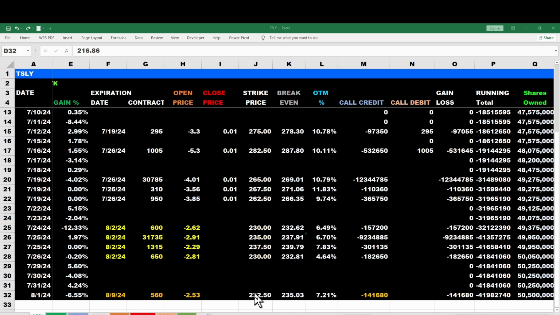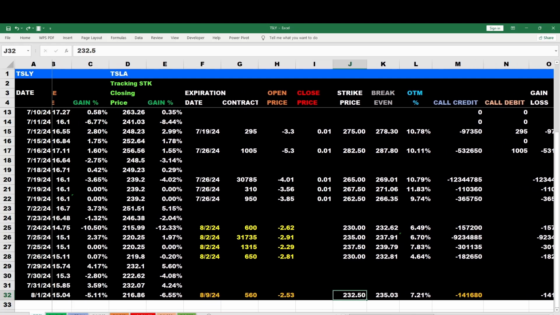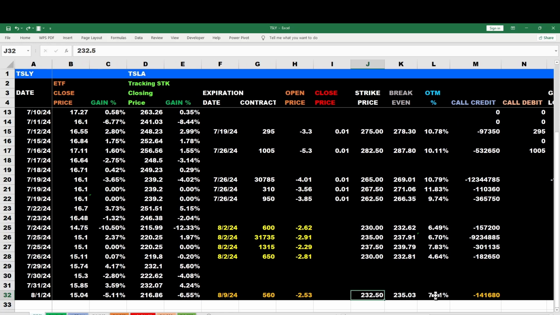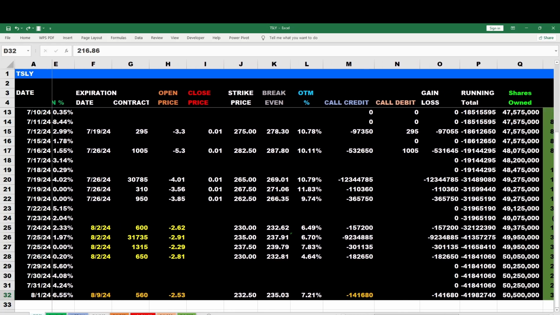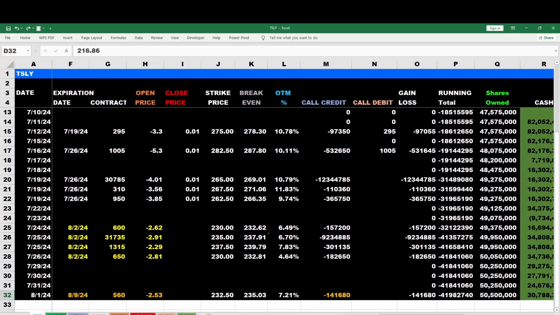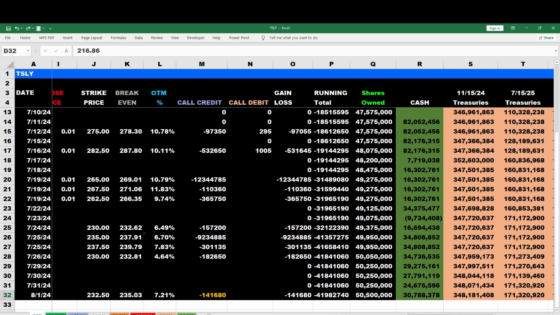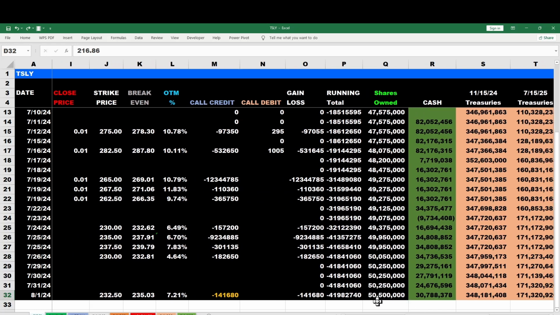So let's do that one first, and I'll go show you the synthetic. So 8/9, 560 contracts, $2.53 at 232.50. And that is 7.21% out of the money on a 216.86 closing price. Collected $141,680. So you can see here the 50,500 shares.